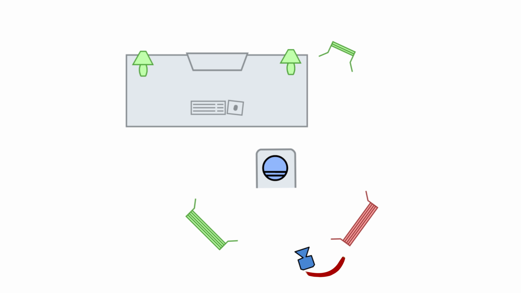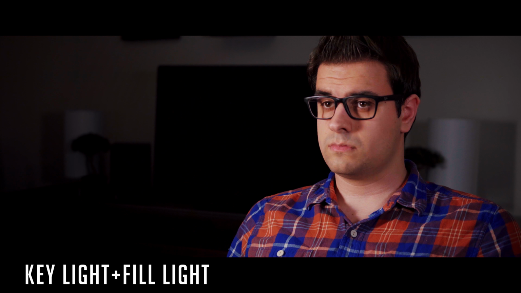The problem with this is that it adds too much shadow. To counter those, we'll add a fill light. I place the fill light 90 degrees to the key light or 45 degrees to the opposite side of the camera. The fill light isn't as bright as the key light, so there are still some shadows that add interest.